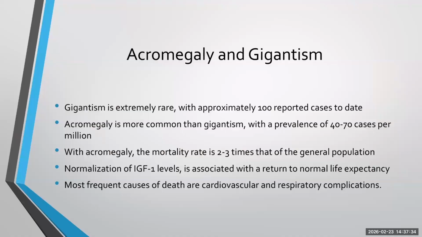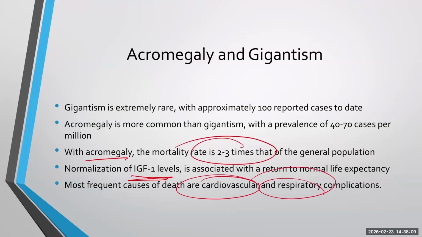So gigantism itself is rare. Acromegaly is the more common one that you'll see. With acromegaly, mortality rate is 2 to 3 times higher than the general population due to all the abnormal growth that goes on. The heart gets bigger, body gets bigger. All those other issues go on as well. As we start to normalize our IGF-1 levels, then they can start returning to a normal life expectancy. So we look at the IGF-1 level. And they usually die from cardiovascular or respiratory problems.